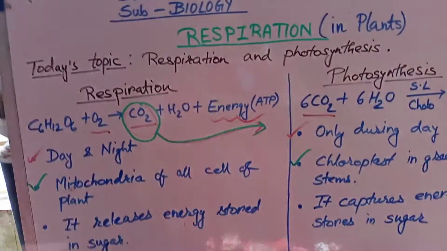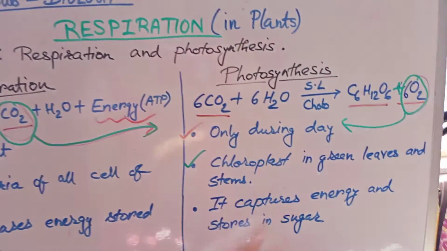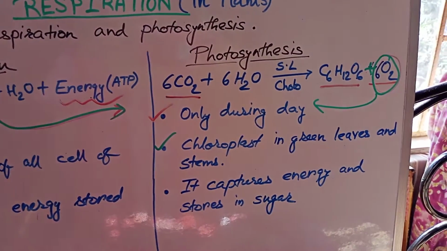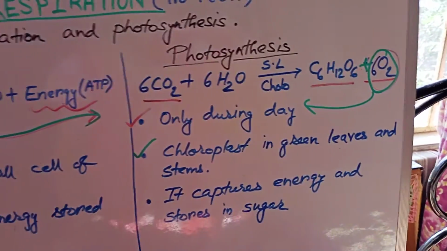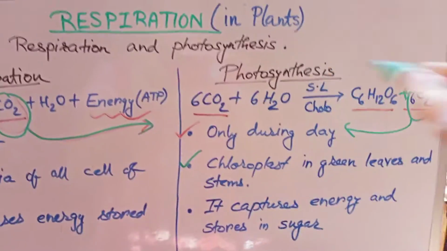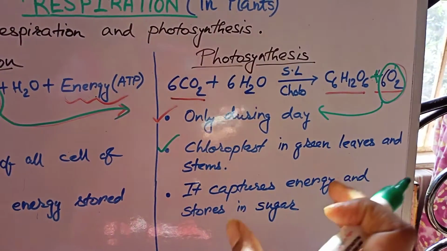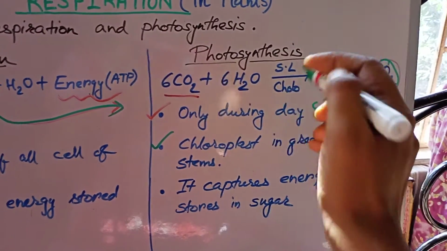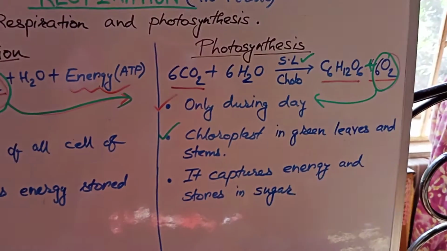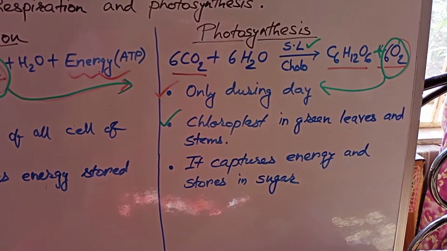Then one more thing: in photosynthesis, carbon dioxide and water are used up to produce carbohydrate. This process captures the energy from the sunlight, and that is stored in the sugar, that is, in the food of the plant.